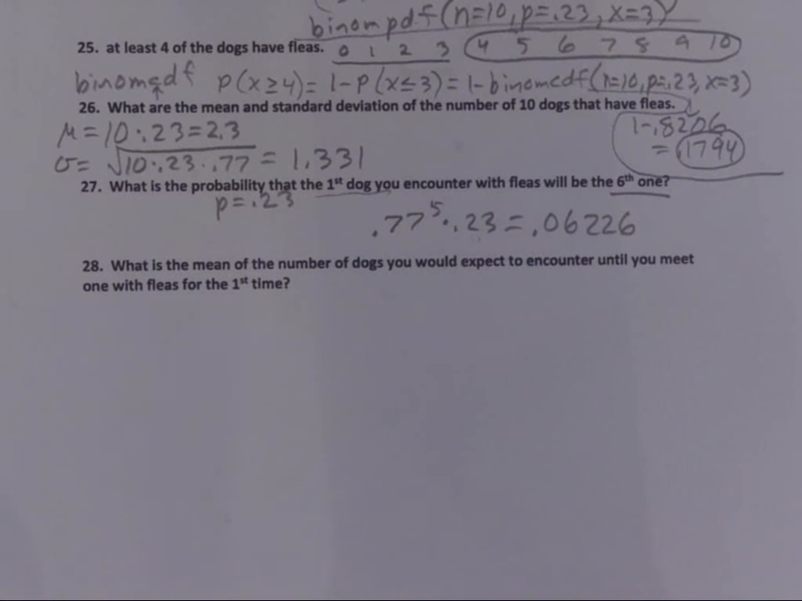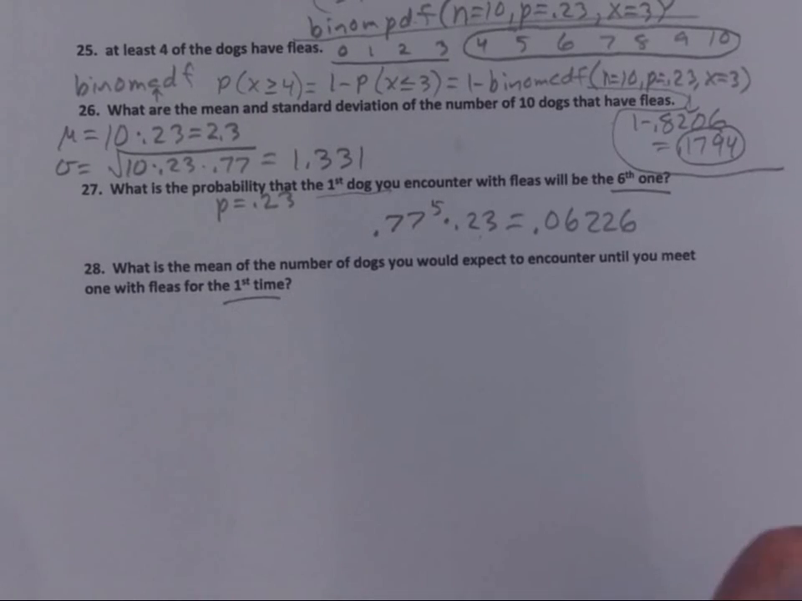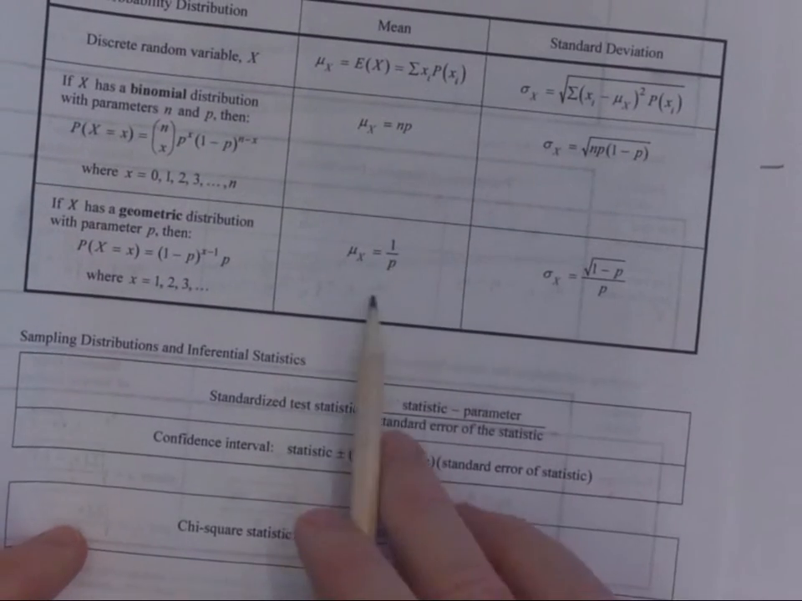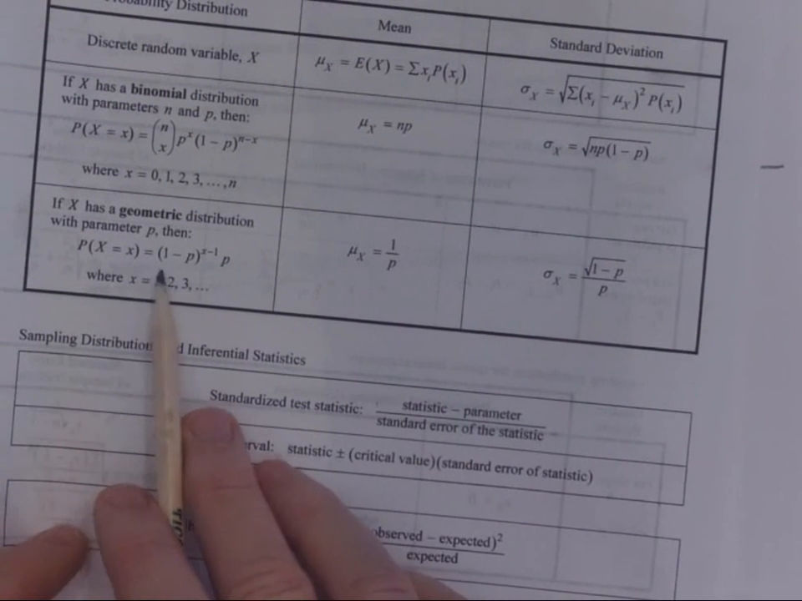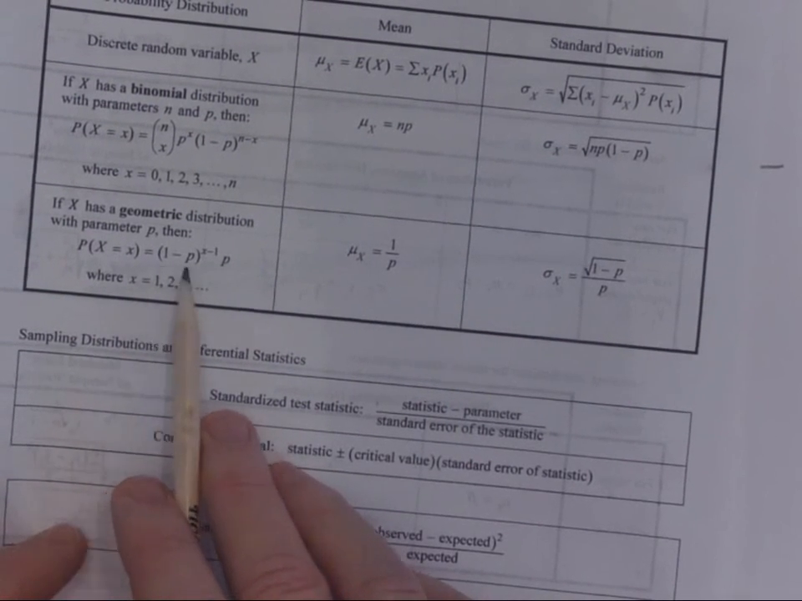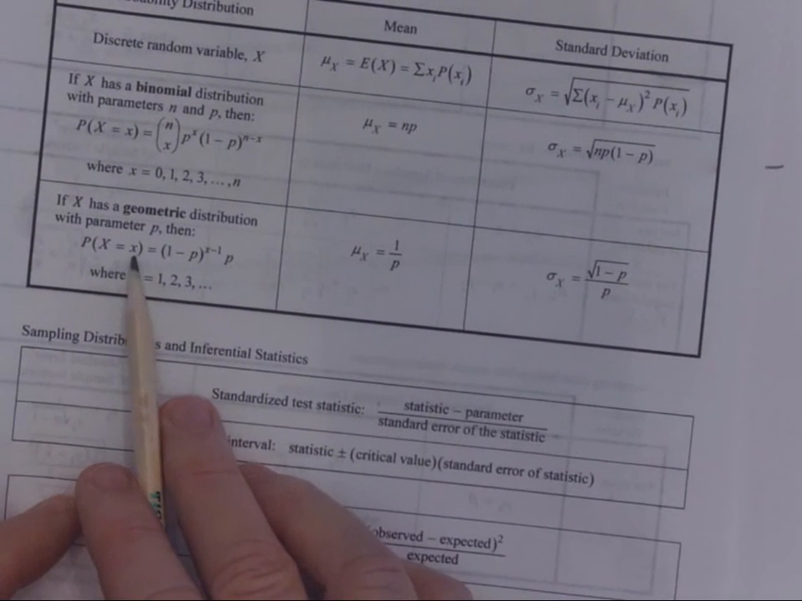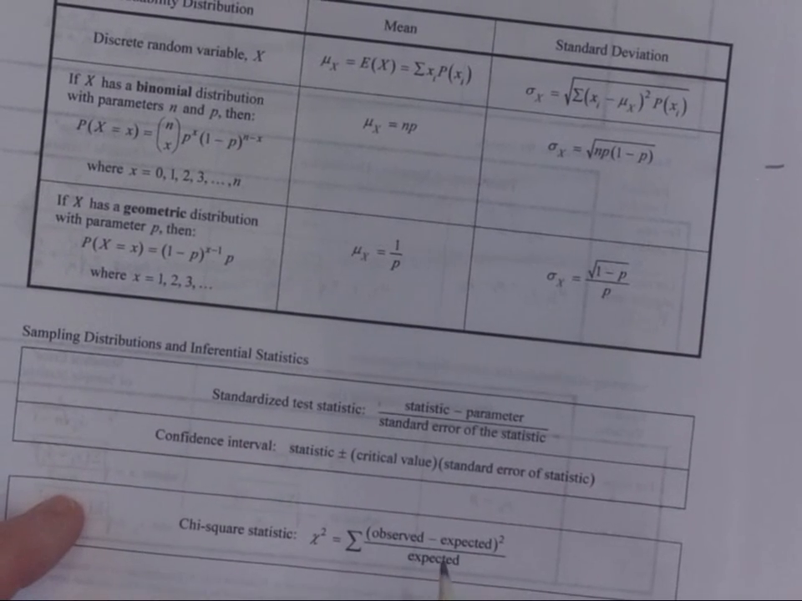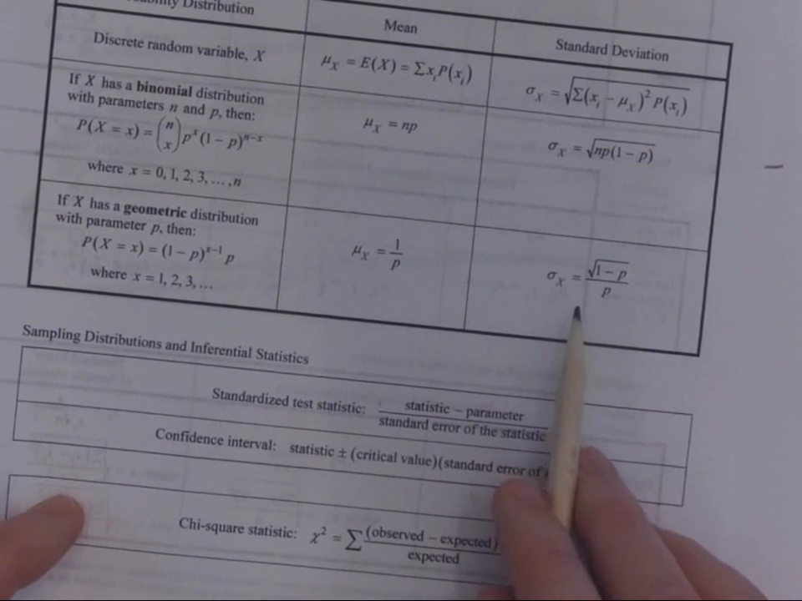And then lastly, what is the mean of the number of dogs you would expect to encounter until you meet the one with fleas for the first time? When are you expecting your first success on average? In the geometric situation, it is just 1 over p. By the way, there's the formula for what I just said. What we just did is the probability that your first success will be on the X trial is just that. And there's the standard deviation right there for a geometric situation.